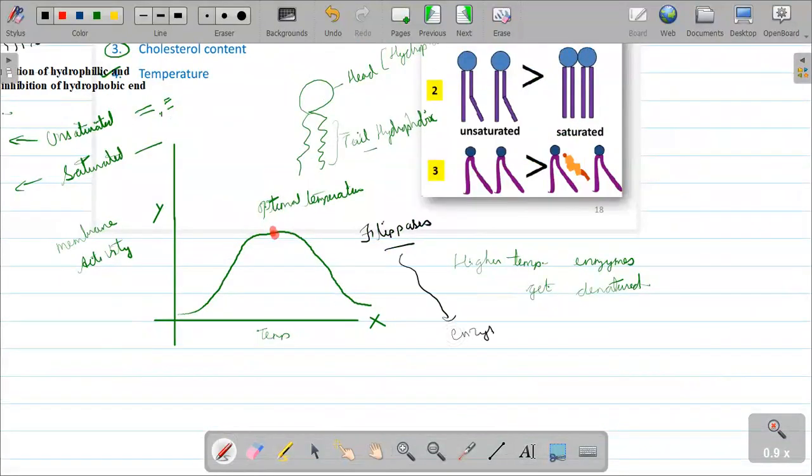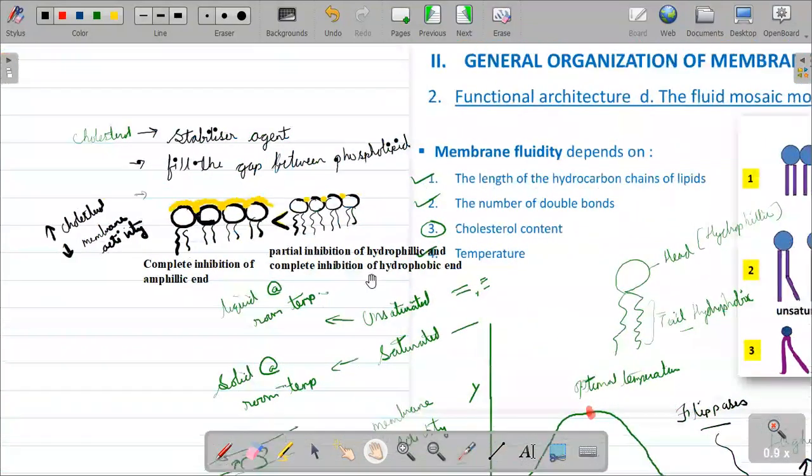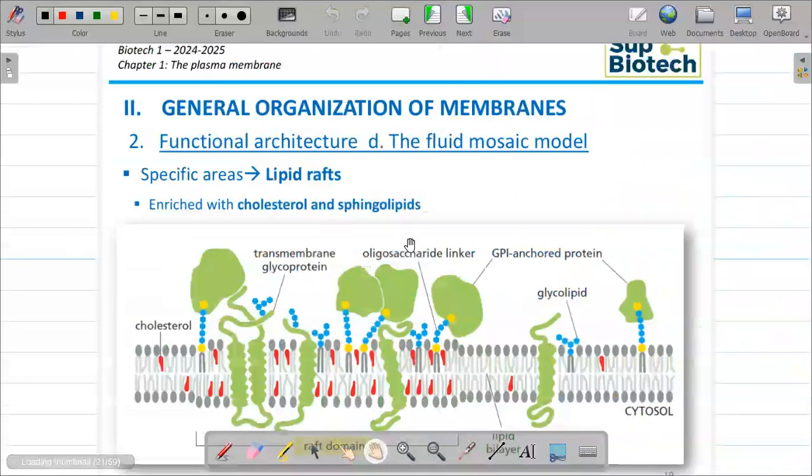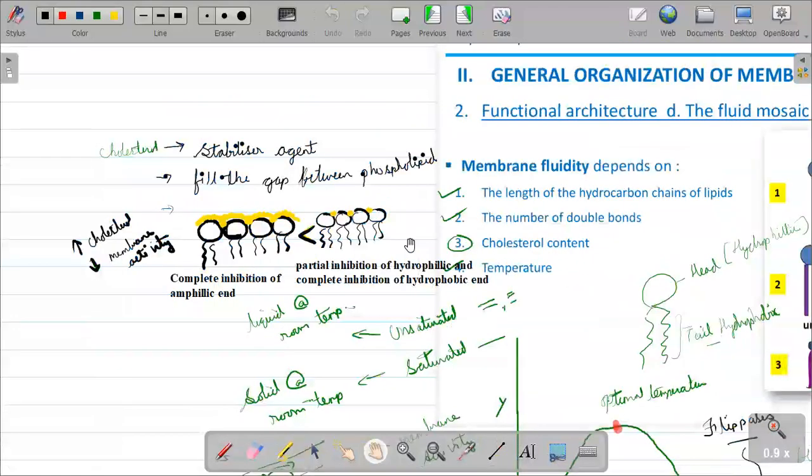This enzyme, at higher temperature, gets denatured and destroyed. That is why the membrane activity decreases when there is an increase in temperature. So when there is an increase in temperature, there is a decrease in membrane activity. Got it? See, Pooja, the next topic is all about sphingomyelin. You're going to learn about sphingomyelin and cholesterol, how they organize. All this we are going to discuss.